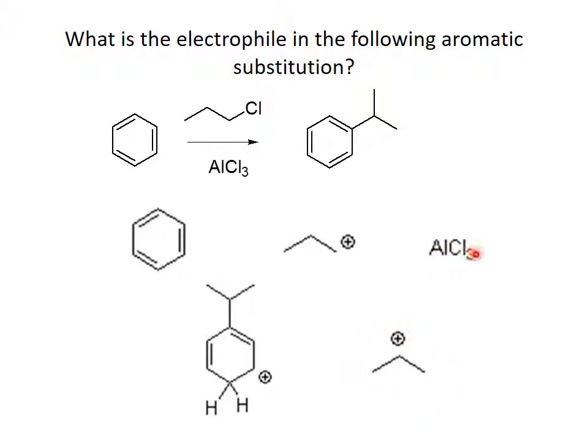This is the catalyst, so it's not the electrophile. This is actually the nucleophile. The benzene ring is what's donating the electrons, so it's not an electrophile. And although this may be an intermediate, that's not the electrophile, it's the intermediate. So the correct answer to this question is this carbocation.